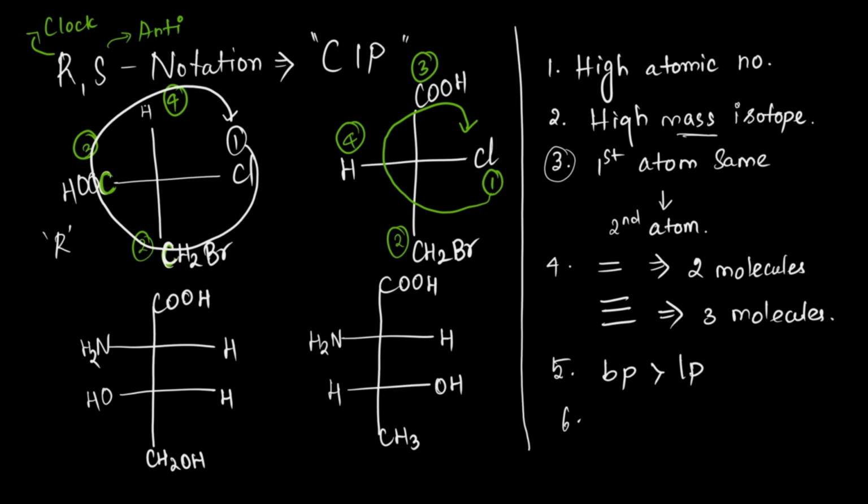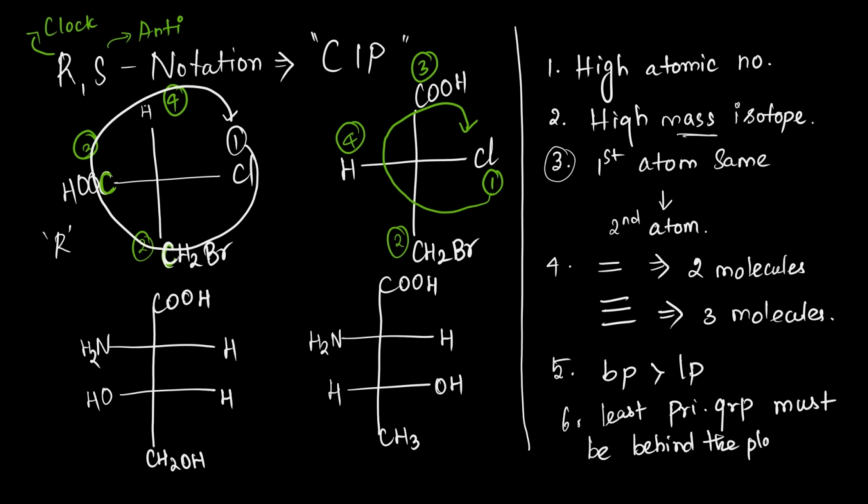Why? There comes the sixth rule. The sixth rule says that if there is a fourth priority group in front of you or above the plane, you have to reverse the notation. So I can simply say the least priority group must be behind the plane, or far from you.